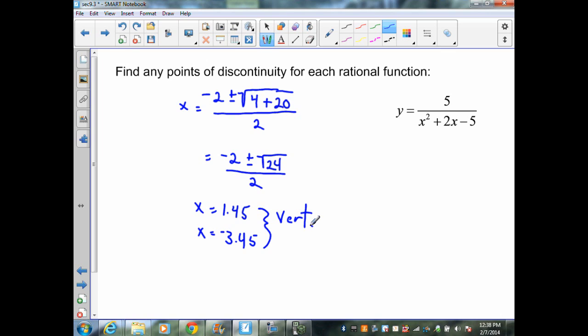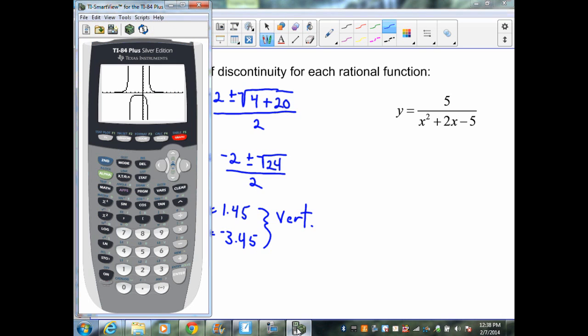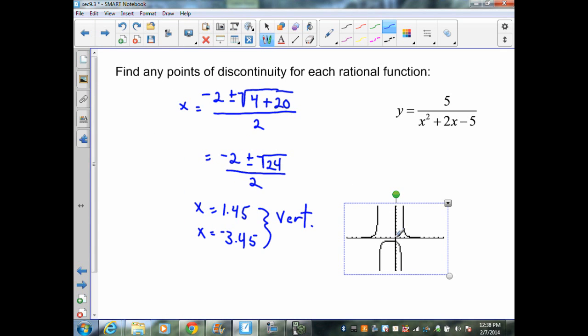And that is the location of my points of discontinuity. And I can check that out on a calculator. When I graph my function, I get a graph that looks something like this. And I can point out the asymptotes here, approximately 1.45 and approximately negative 3.45. 1, 2, 3, about here. And that is the location of my discontinuity in my graph.